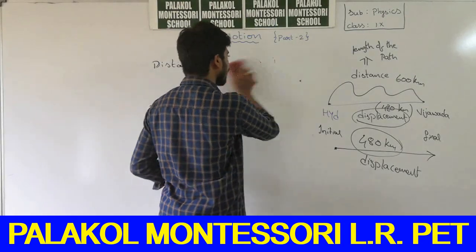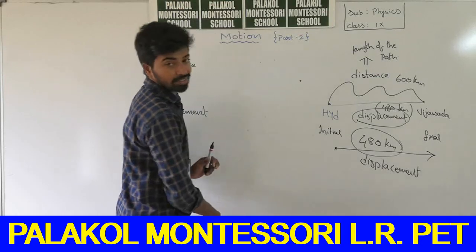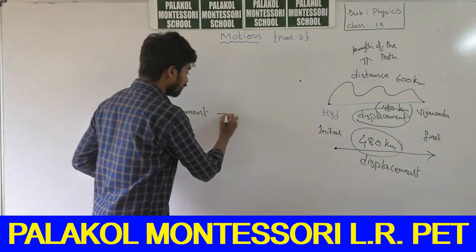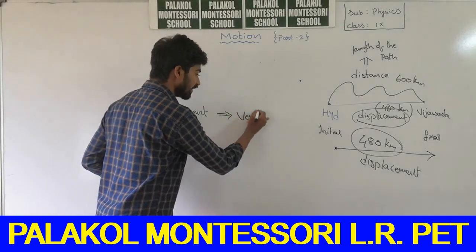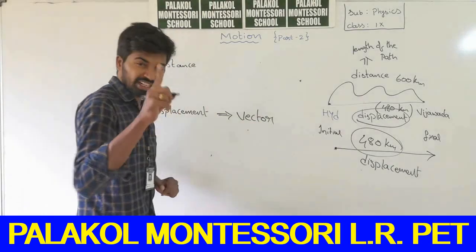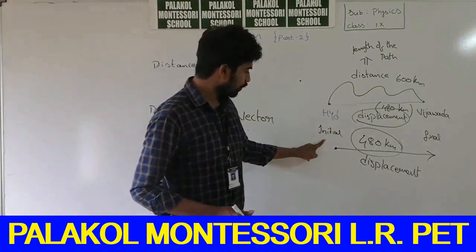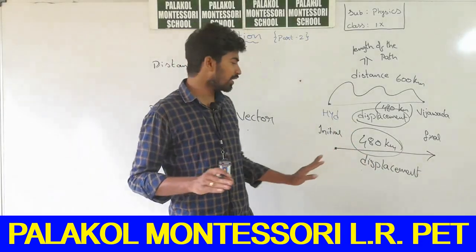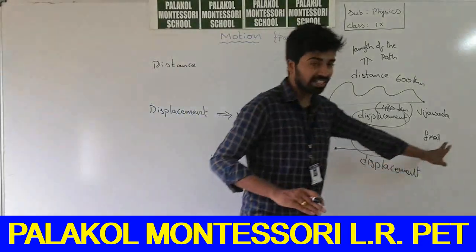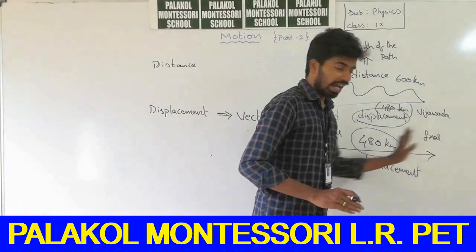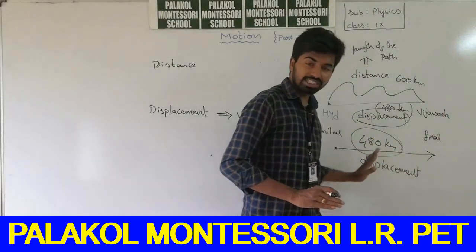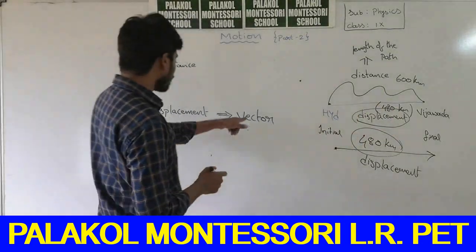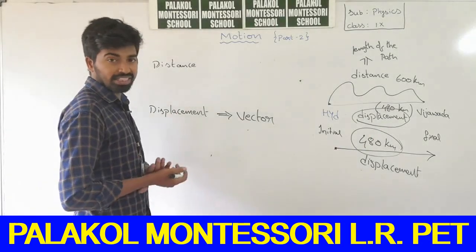If you do not understand this, go back in the video and listen once again. So, displacement is a vector quantity. Why? In order to get the displacement, first you need to know the initial point and final point. If you know the initial and final points, the line joining initial to final will be in this direction, and this is the direction of the displacement. So, displacement is a vector quantity.